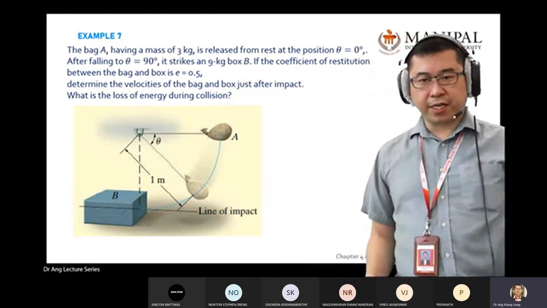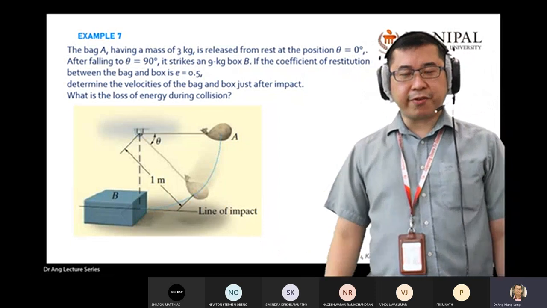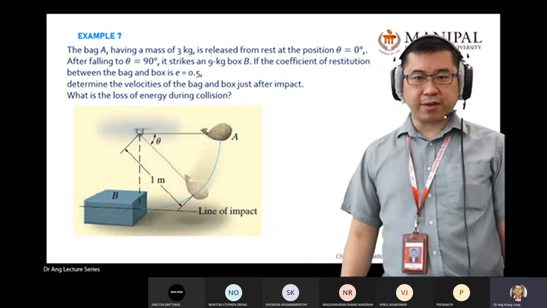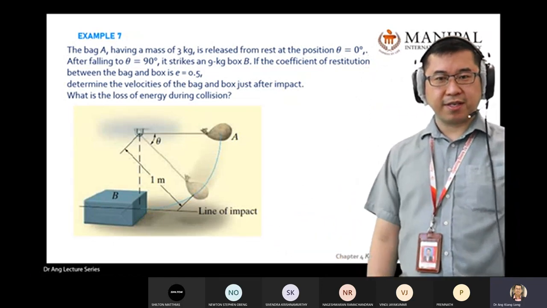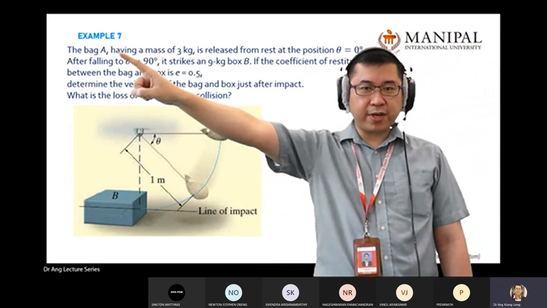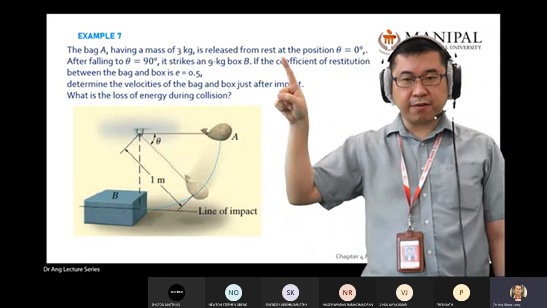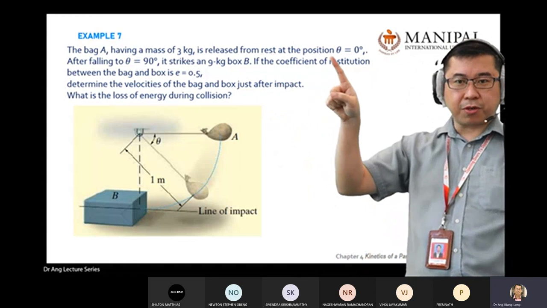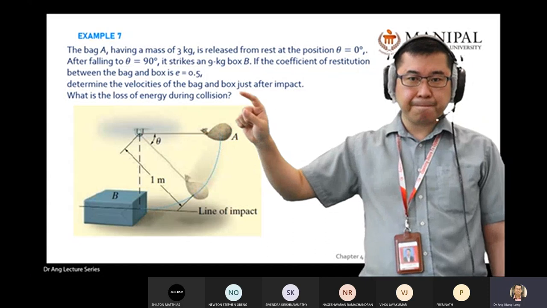So just to give you a hint, you look at a question, you already know this one falls under which chapter. You see line of impact, there's only one section in chapter 4 that gives you line of impact, which is the impact section. Right? So the question asks you, A, the mass is given. Released from rest, you're given the velocity before impact. Position at zero, so you measure 0 degree from here.